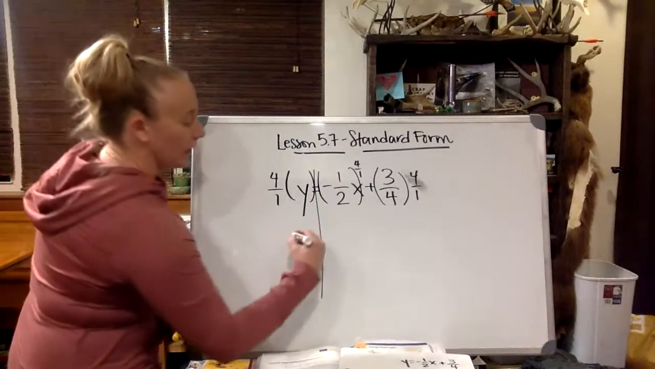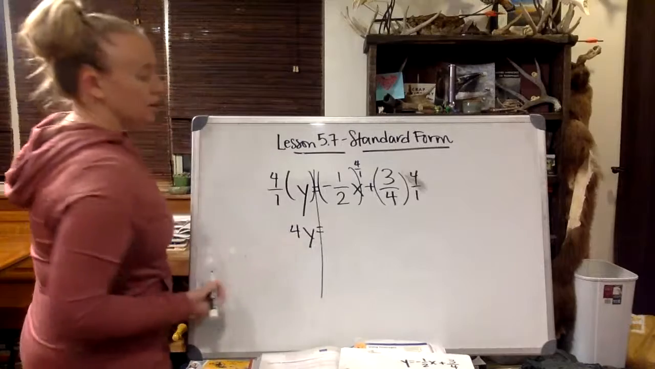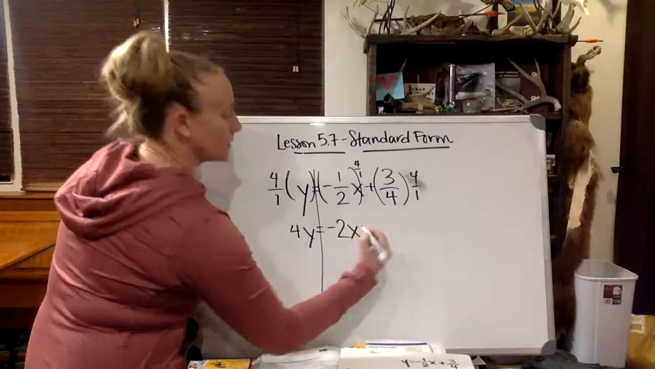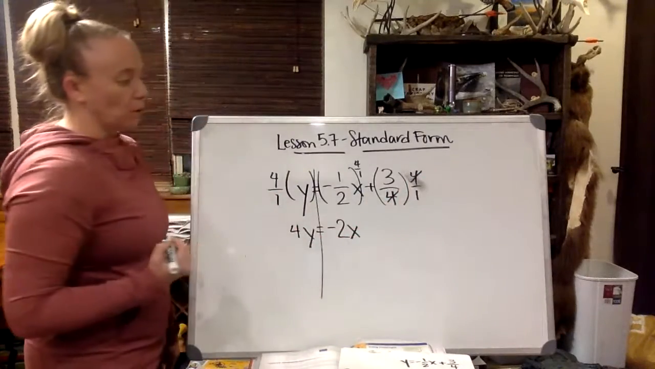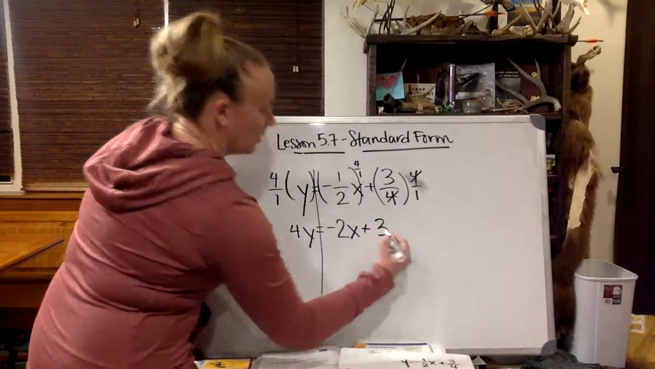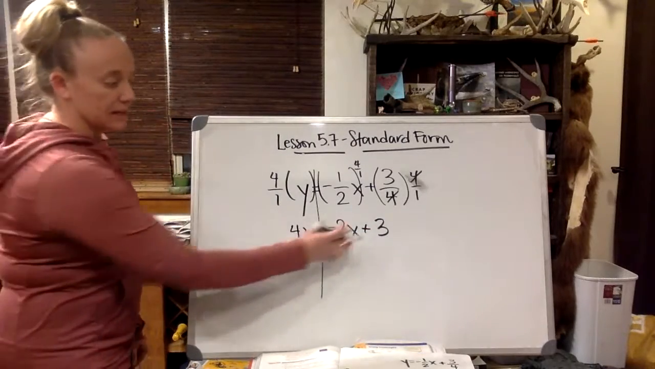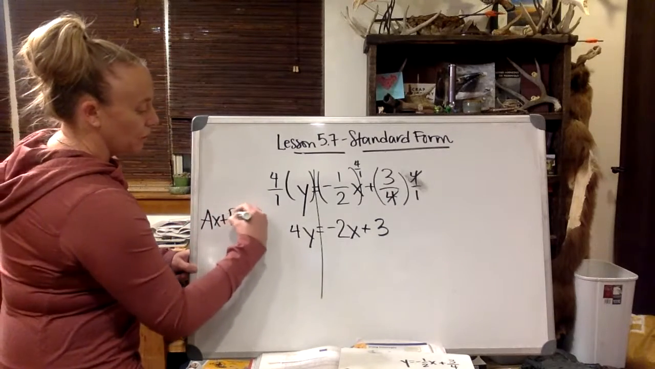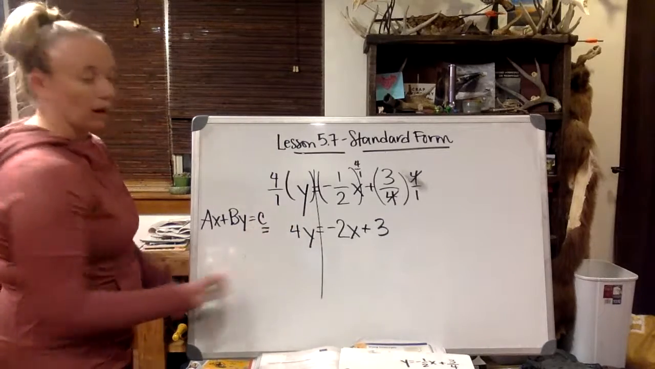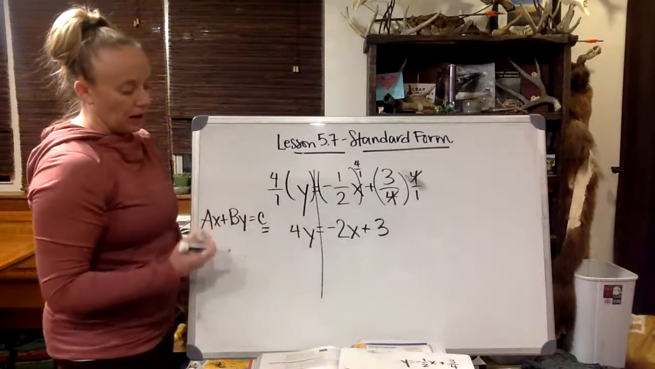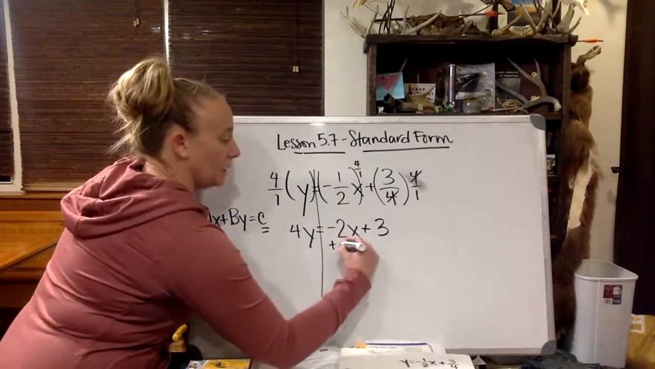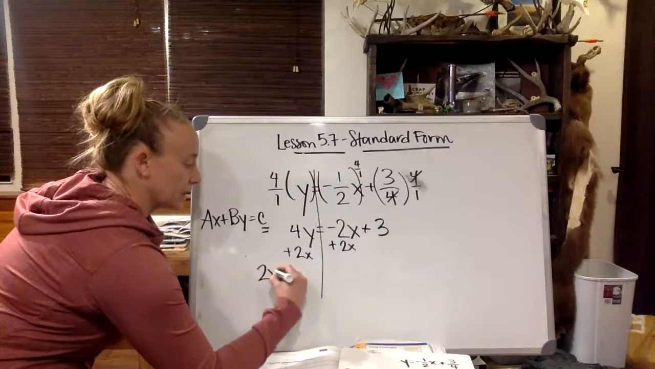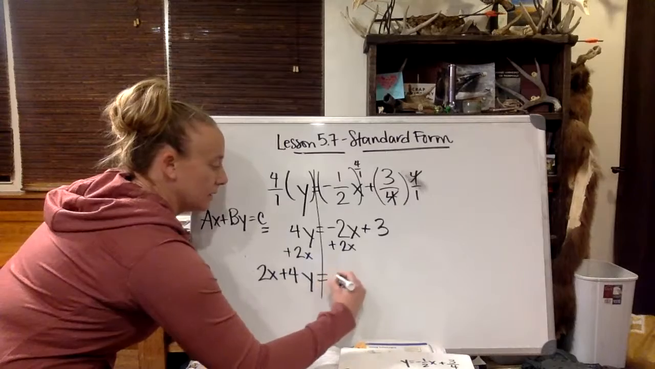4 over 1 times y equals 4y, which is equal to 4 times negative 1/2, which is negative 2x. And then here, our 4's can simplify and we get 3. Now I want to get this x over to this other side because our standard form equation, ax plus by equals c, calls for our constant, in this situation 3, to be all by itself. So I need to add 2x to both sides to get both of the variables on one side. So we get 2x plus 4y is equal to 3.